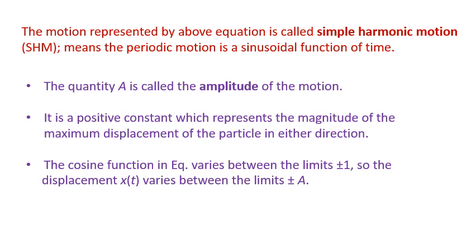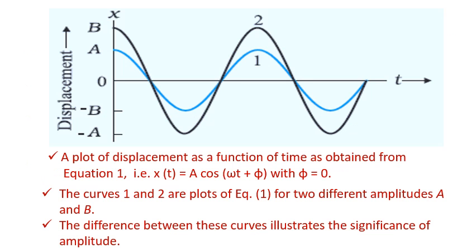The quantity A represents amplitude. It is a positive constant which represents the magnitude of the maximum displacement of the particle in either direction. The cosine function in the equation varies between the limits plus minus 1. So the displacement x varies between the limits plus minus a.